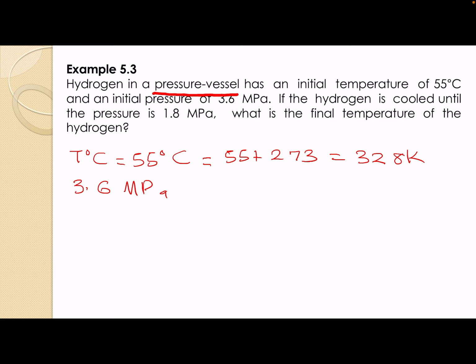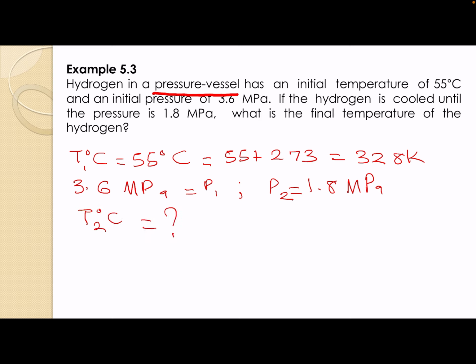megapascal. If the hydrogen is cooled until the pressure is, that means we have a P1 and then we also have a P2, which is 1.8 megapascal. What is the final temperature of the hydrogen? So that means this becomes T1, and then T2 is unknown.